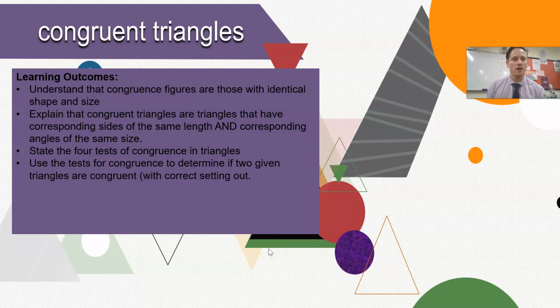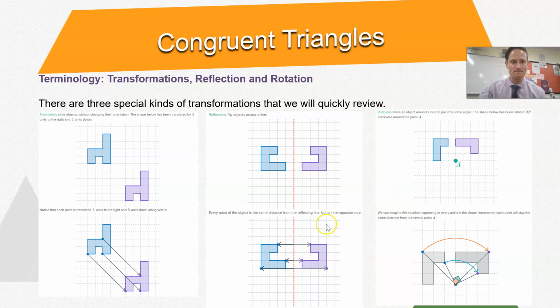I want to talk you through the concept of congruent triangles today. So what I want to go through is basically looking at the fact that congruent figures are those with identical shape and size, and we're looking at triangles specifically. We want to explain that congruent triangles are triangles that have corresponding sides of the same length and corresponding angles of the same size. There are 4 tests of congruence in triangles, and to use those tests to determine if 2 triangles are congruent with correct setting out.